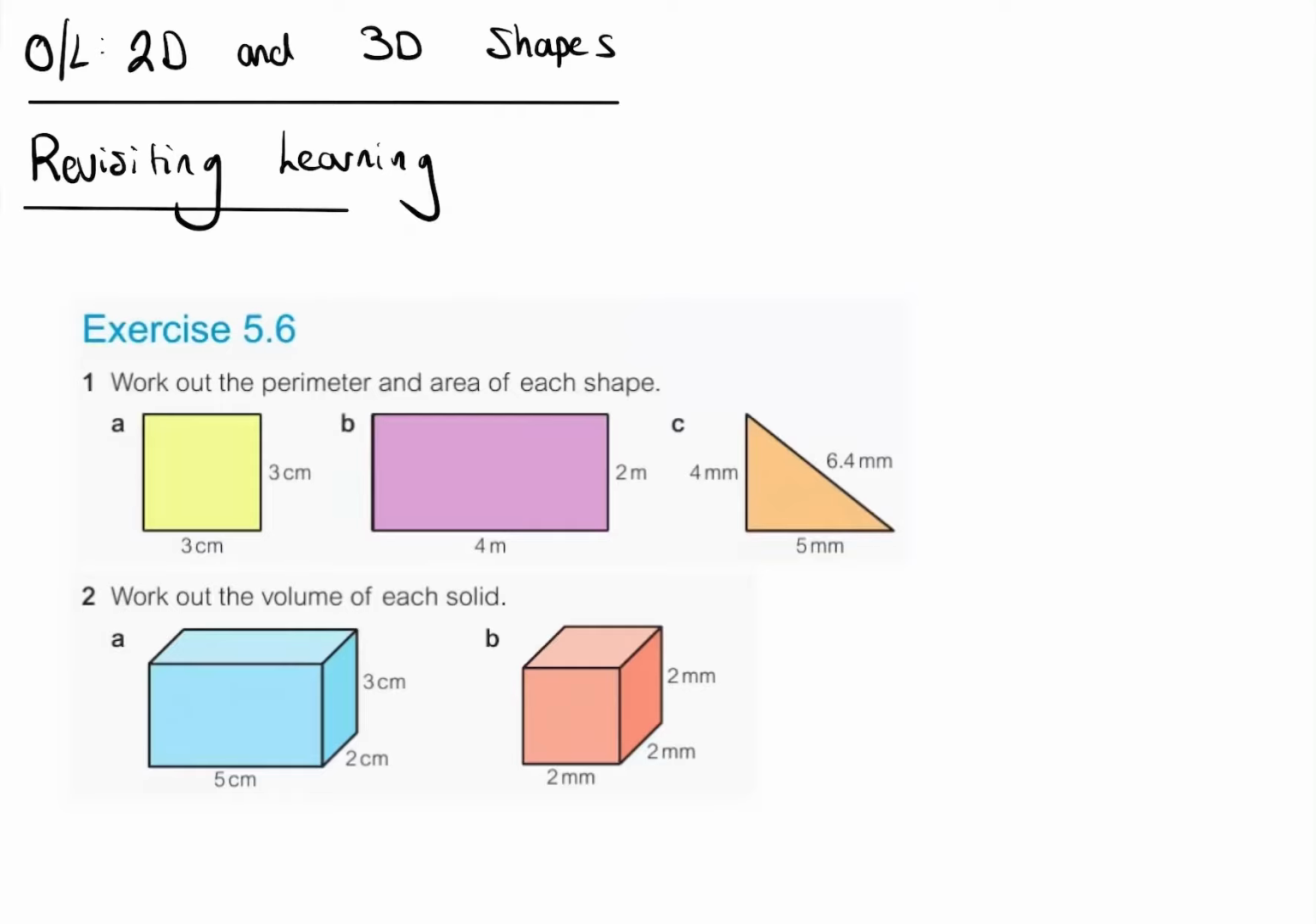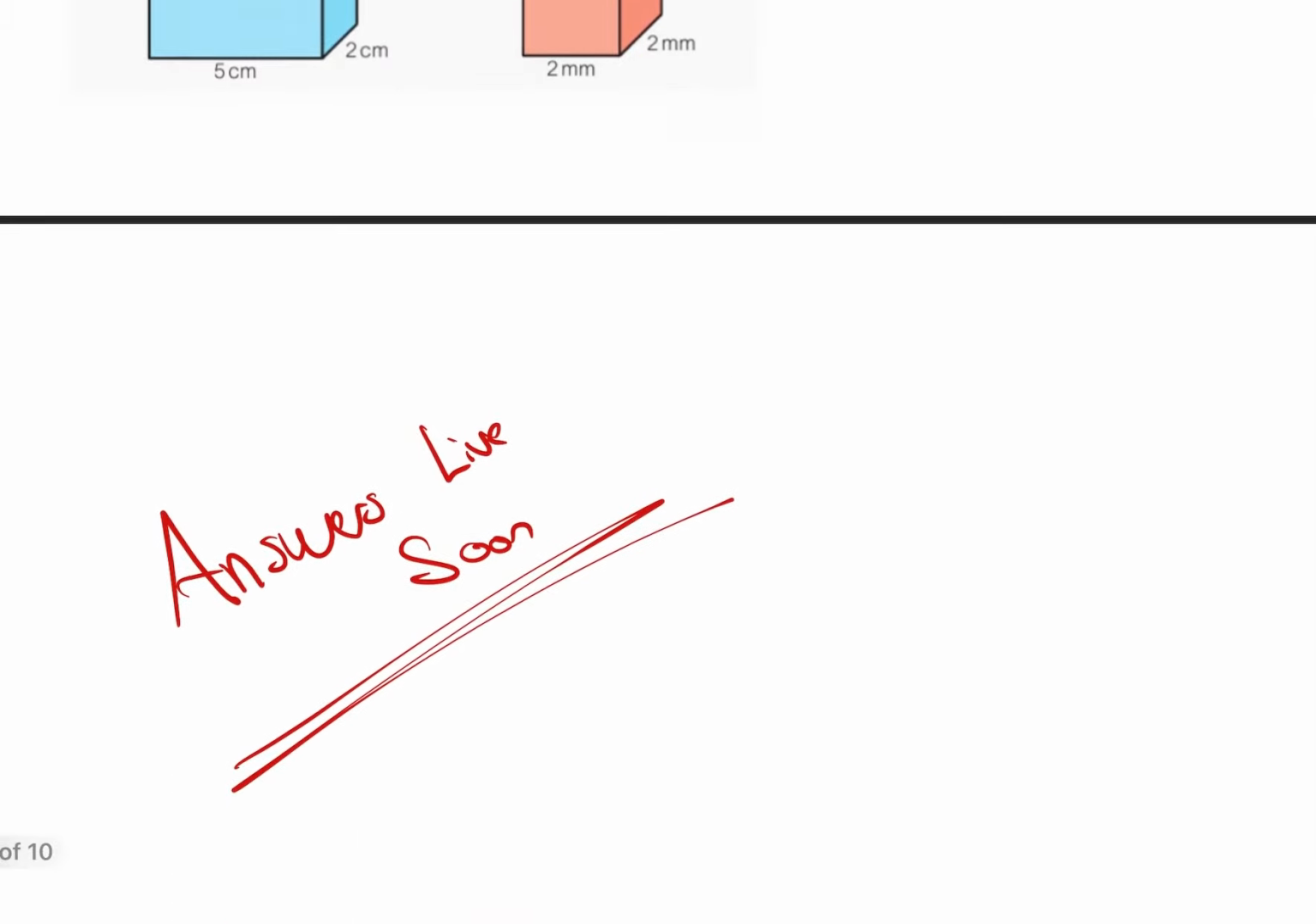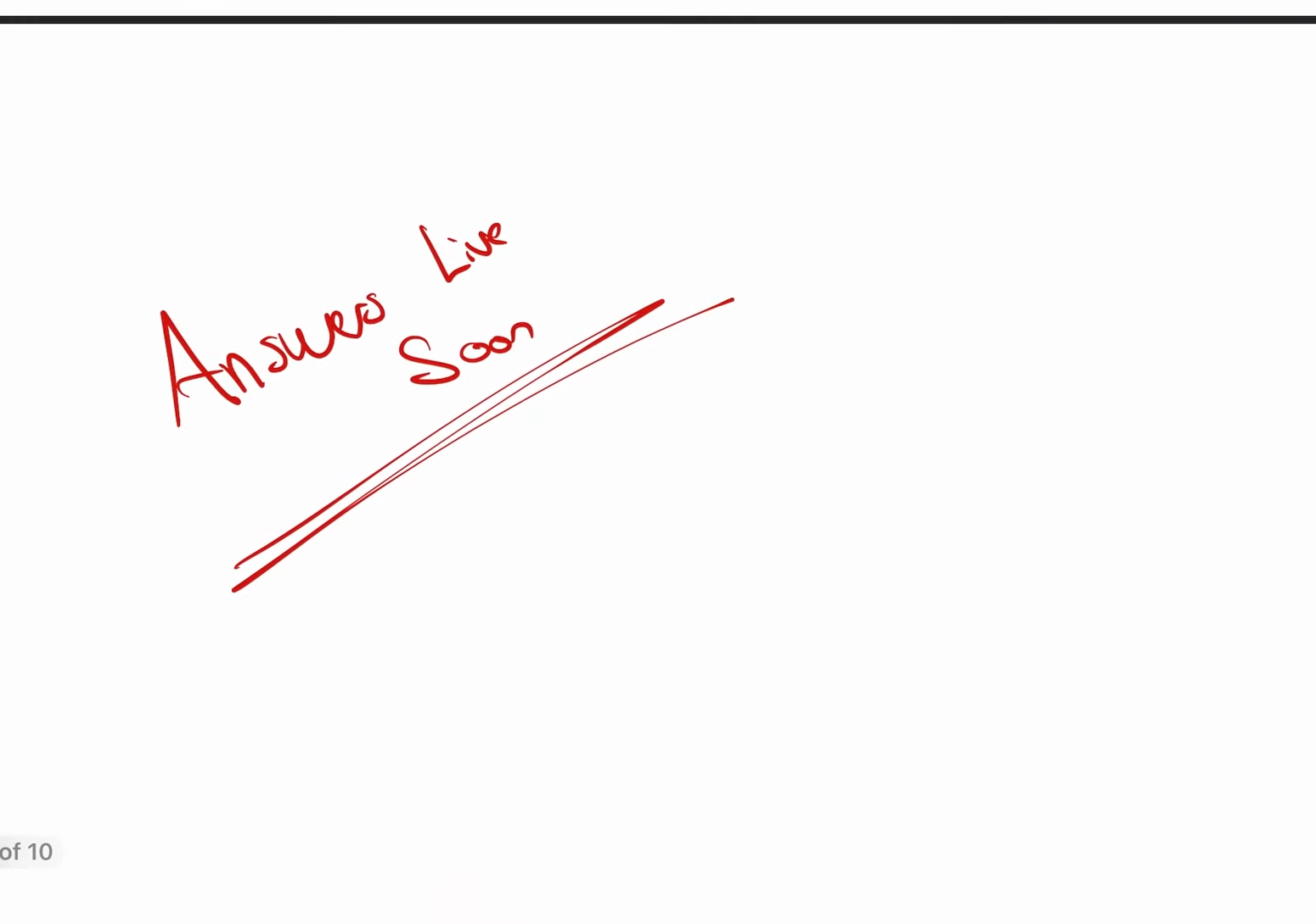Okay, for today's lesson, we are looking at 2D and 3D shapes. So before we do anything, you've got a revision and learning task. Have a go at these and then we'll move on. I'll post the answers live shortly, but just remember, perimeter is adding up all the sides and the area is length times the width.